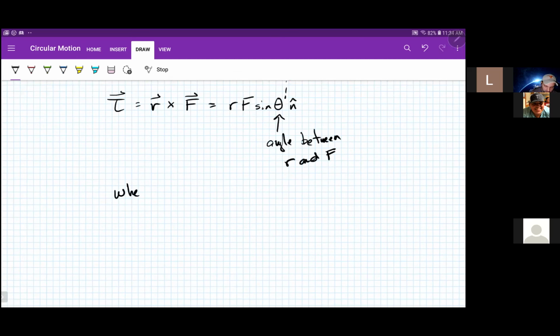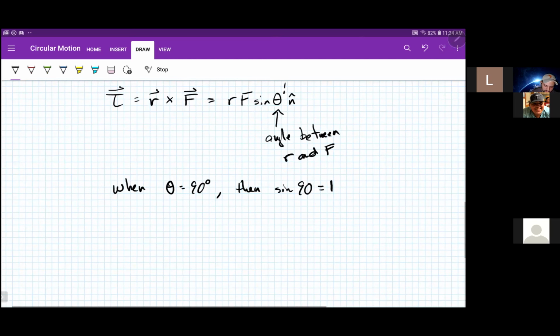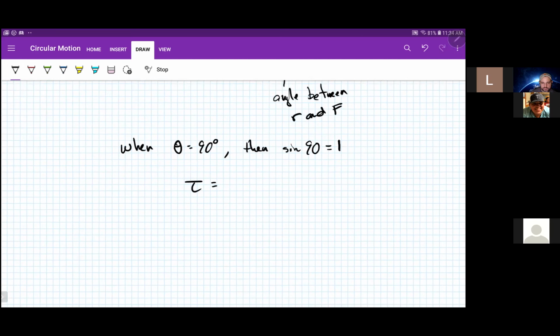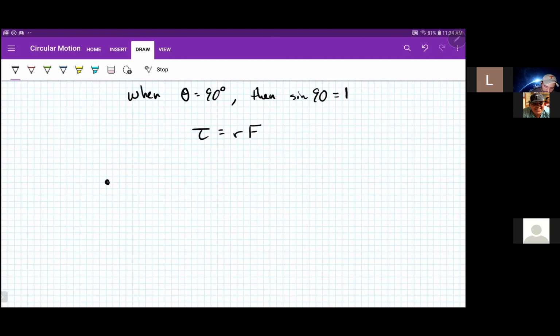When theta is 90 degrees, then sine of 90 is 1. And so tau, we can drop the vector, just becomes R times F. And I want to note something at this point: let's say that my force is coming out this way.